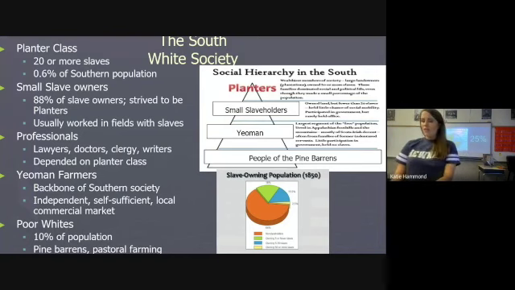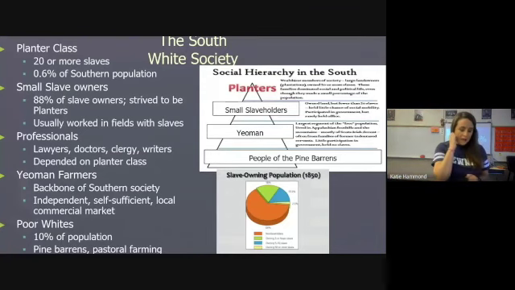So again, they're not really growing cash crops. They're growing just enough just to survive. And the idea is self-sufficiency with modest profit. They grew not really to sell. They grew to eat, and if there was extra, they would sell.